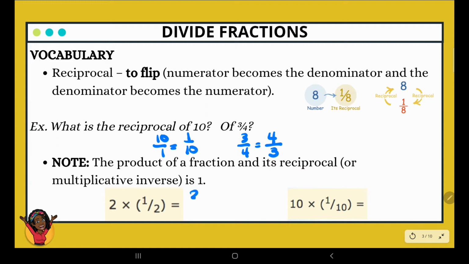So 2 over 1 times 1 over 2. 2 times 1 is 2. 1 times 2 is 2. 2 divided by 2 is 1. We can look at the second one as well. 10 over 1 times 1 over 10. 10 times 1 is 10. 1 times 10 is 10. 10 divided by 10 is 1. These are called multiplicative inverses, and their product is equal to 1.